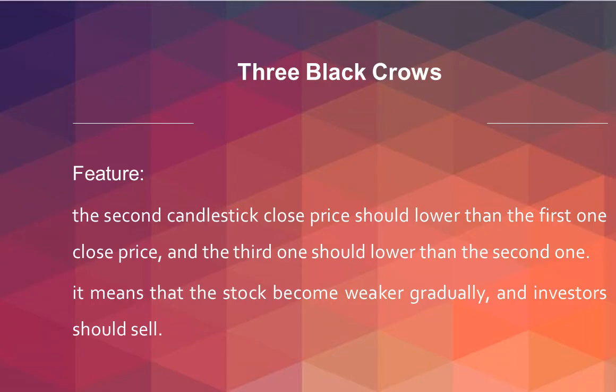Then we can see the next one, three black crows. Let's see the features. The second candlestick's close price should be lower than the first one's close price, and the third one should be lower than the second one. It means that the stock becomes weaker gradually and investors should sell.